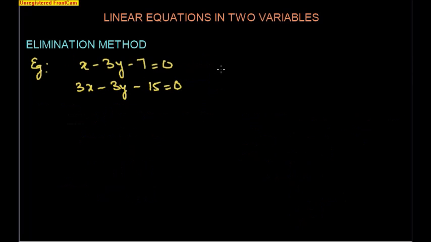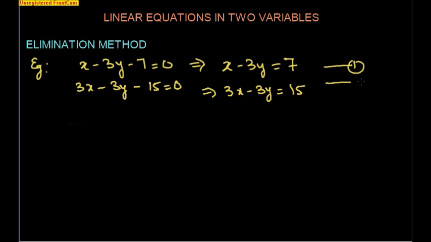Now in this example, the equations are written in the standard form. So we have to take the constants on the other side and we get x minus 3y is equal to 7 and 3x minus 3y is equal to 15. I mark the equations as 1 and 2. Here if you see, the coefficients of y are already the same, but their signs are also the same. So straight away we can write down: subtract 1 and 2.